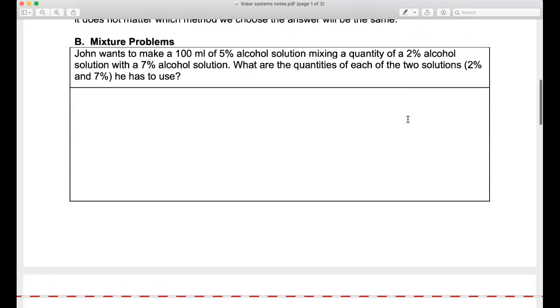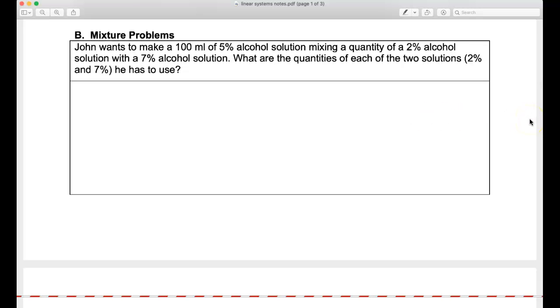So this is where we get a little bit more challenge: the mixture problems. John wants to make 100 milliliters of a 5% alcohol solution, mixing a quantity of 2% alcohol solution with a 7% alcohol solution. What are the quantities of each of the 2 solutions? Okay, so I'm going to let X represent our number of milliliters of the 2%, and then Y is going to represent our milliliters of the 7%.